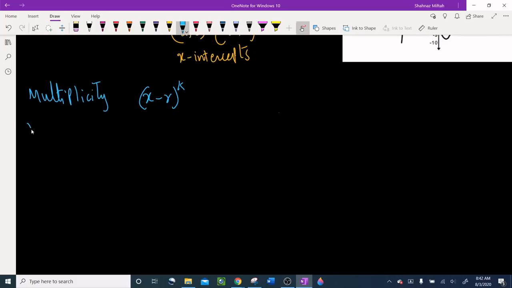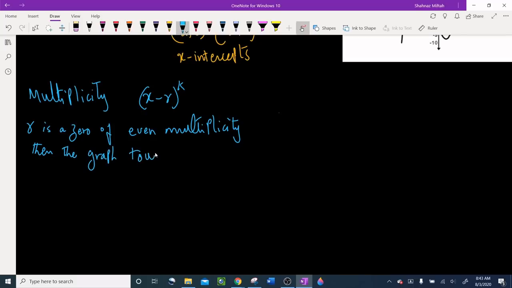So I'm going to say if r is a zero of even multiplicity, even multiplicity means I'm talking about an even exponent, then the graph touches the x-axis and turns around at r.